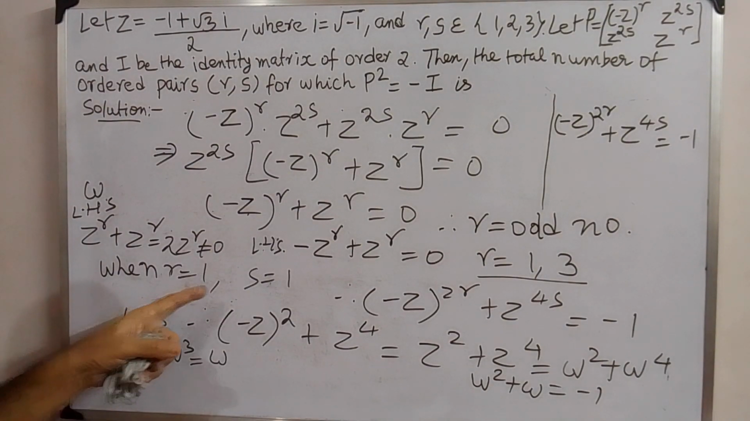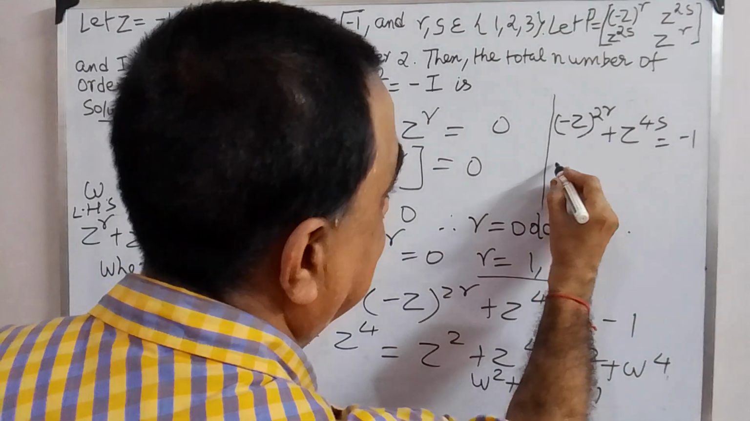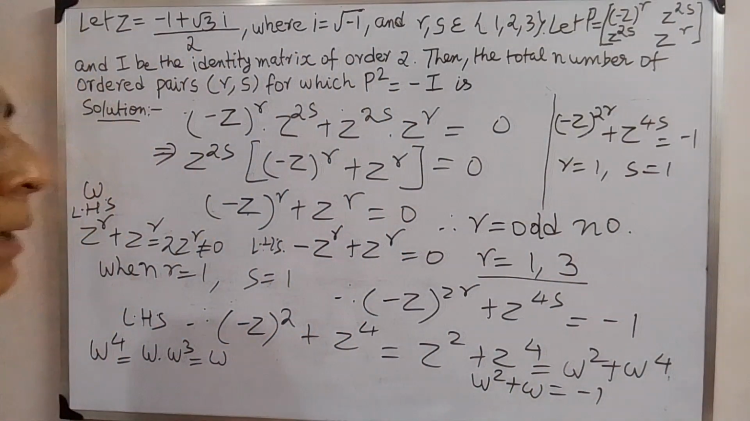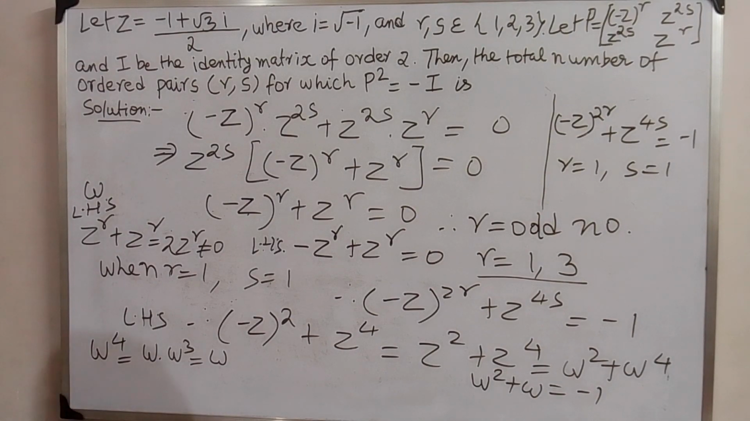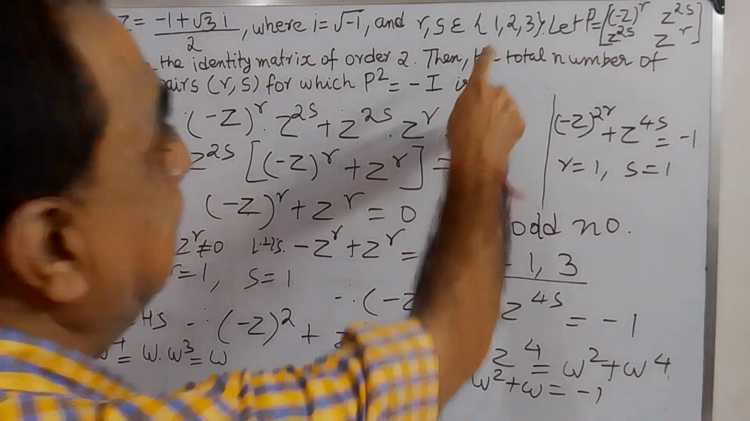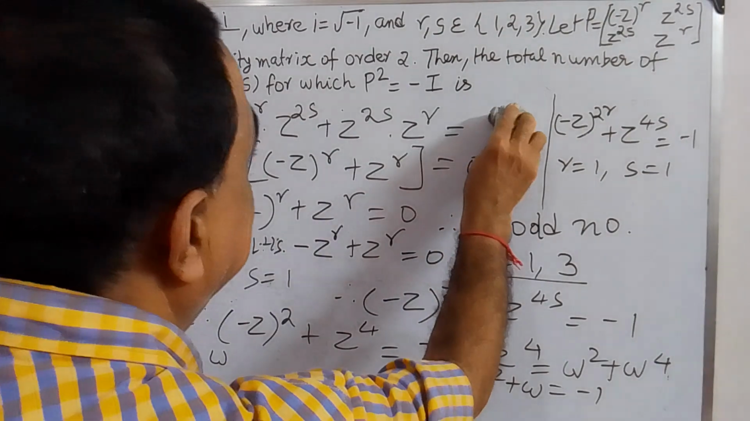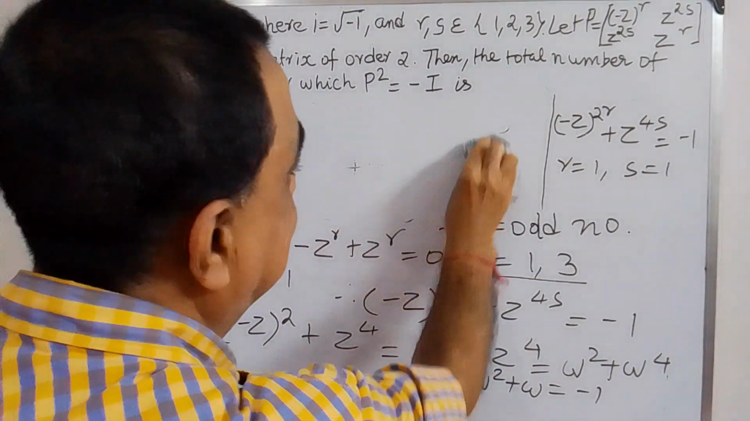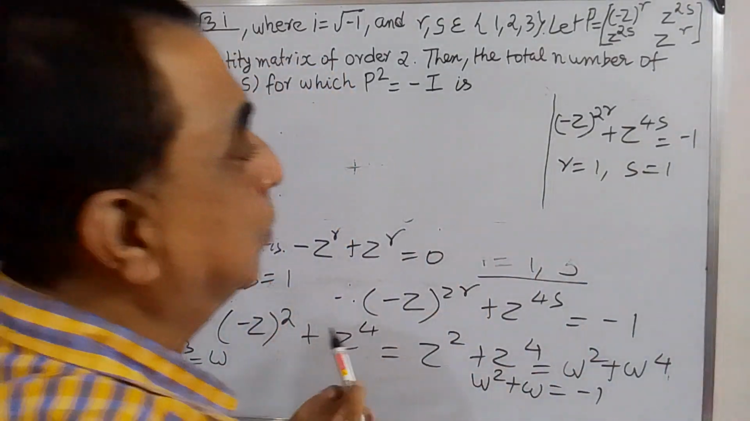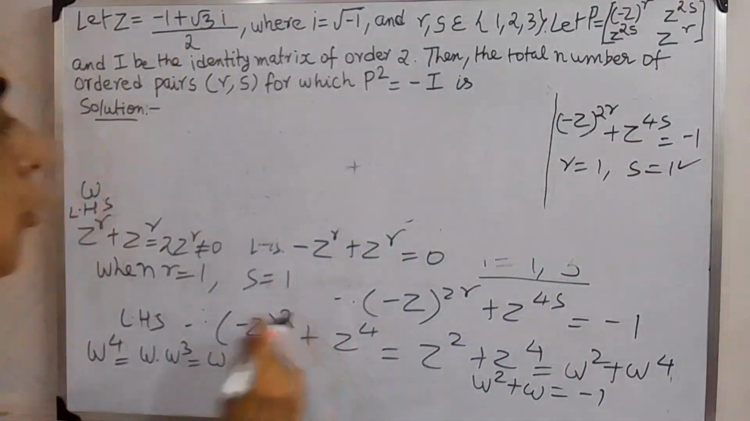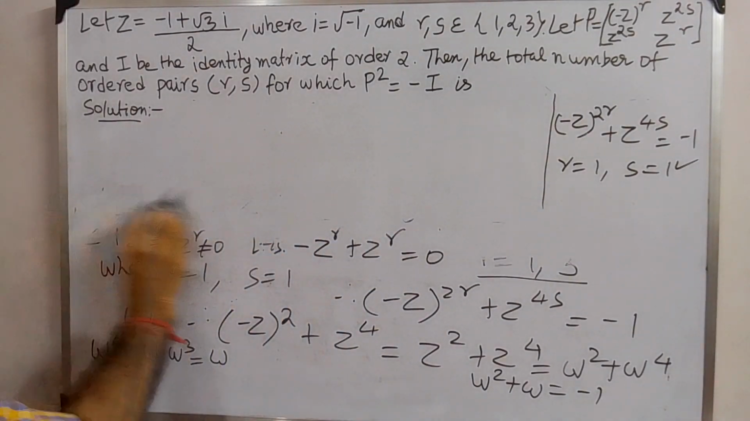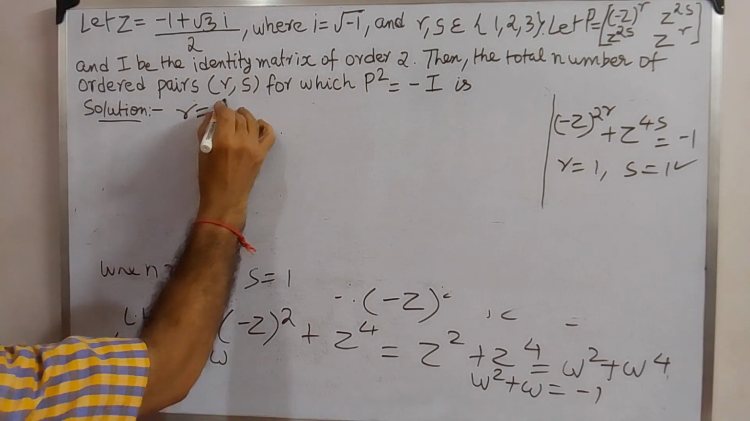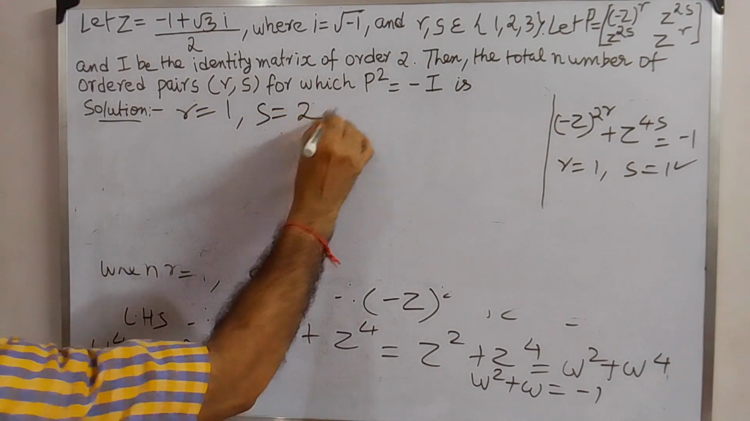So r equals 1 and s equals 1 can be possible. Now r equals 1 and s equals 2, check whether it is possible or not. So r equals 1 and s equals 1 is possible. Now let us check r equals 1 and s equals 2.